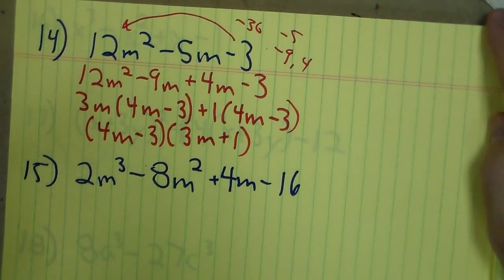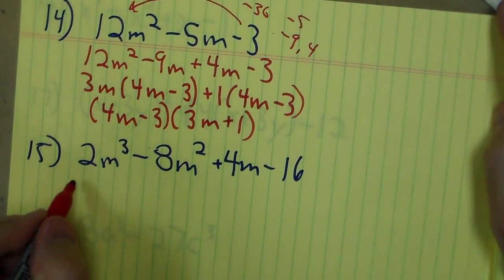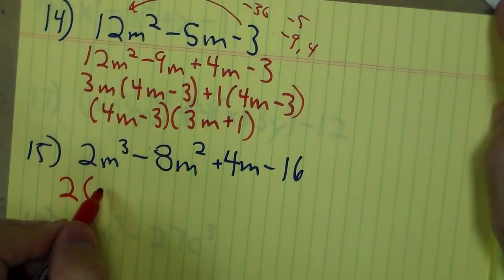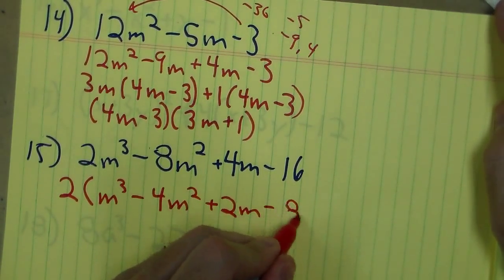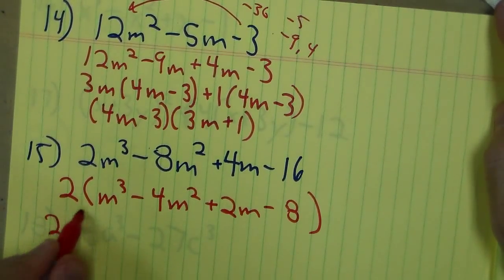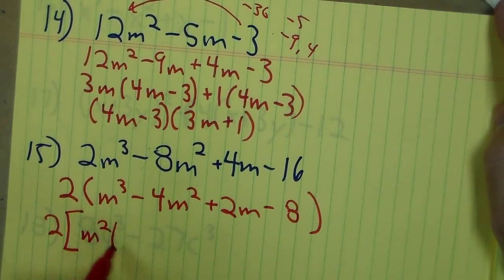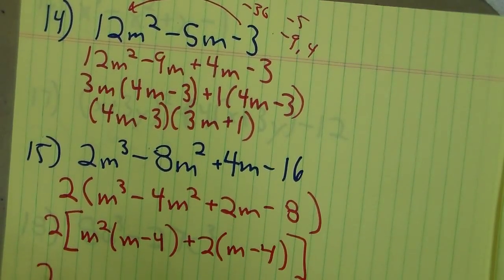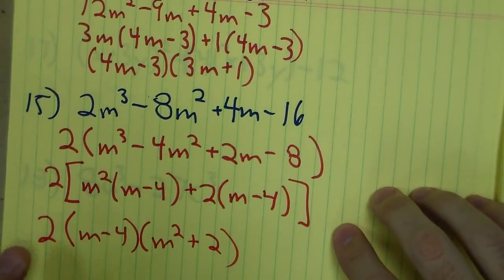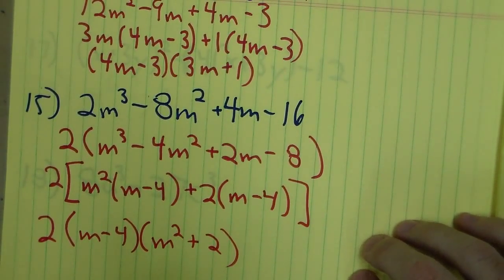For 15, we got 4 terms. We're looking at factor by grouping, but first, I'm going to factor out a common factor, GCF. I could take out a 2 and I get m cubed minus 4m squared plus 2m minus 8. It's going to make things a little bit easier. So when I go to factor by grouping, I take an m squared out of the first two, a 2 out of the second two. Then we group and we have m minus 4 and m squared plus 2. We have a squared, but it's not a difference, so we're good. Our factors are 2, m minus 4, m squared plus 2.